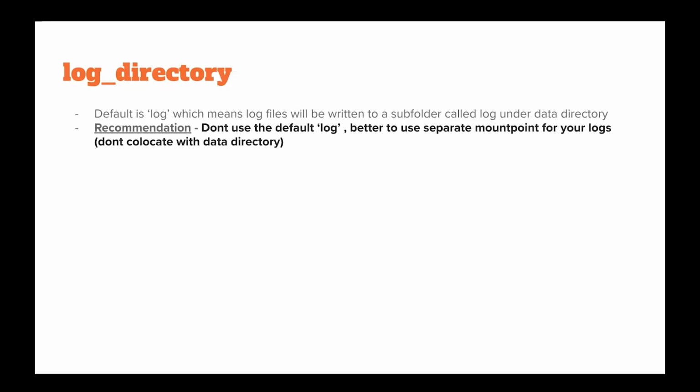Then the third important parameter is log directory. The default is log. Once you enable the logging collector, all your log files will be written in this subfolder called log, which is under the data directory. Our recommendation is not to use the default log. It's better to use a separate mount for your logs. Don't try to collocate with the data directory. In some cases it might be fine, but in other cases it's better to use a different path.